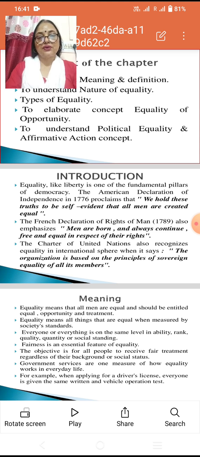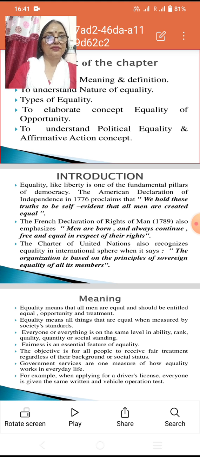Let's come to the introduction. Here are some thoughts related to equality. Equality, like liberty, is one of the fundamental pillars of democracy. The American Declaration of Independence in 1776 proclaims, it said that we hold these truths to be self evident, that all men are created equal. Same, the French Declaration of the Rights of Man says, men are born and always continue free and equal in respect of their rights.